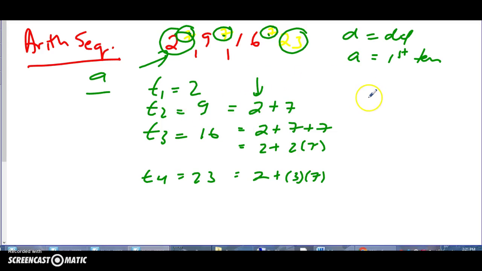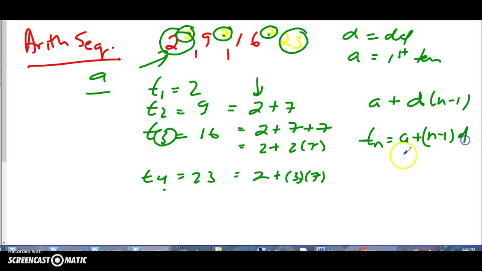This is A, my first term, and I add to it the difference. And how many times do I add the difference? Here I add it once. For the third term, I add it twice. For the fourth term, I add it 3 times. For the fifth term, I add it 4 times. So I do that n minus 1 times. Okay, so I add d to it n minus 1 times. So let's rewrite this: Tn, in an arithmetic sequence, the nth term is found by a plus n minus 1 times d. And that will be given to you. That's the formula for finding that term.